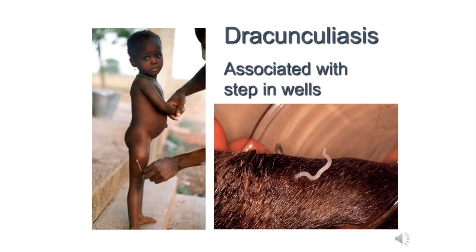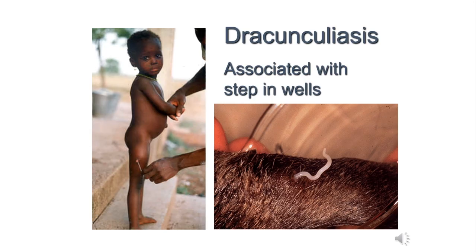And the gravid female will stick out its tail next to the skin. And in the aquatic environment, it produces a blister, and it breaks the skin of this blister to deposit the larvae in the water of the step-in well. And as people come to get the water and use the water of the well, they ingest it actually. And upon ingestion, it goes again back to the lower extremities.